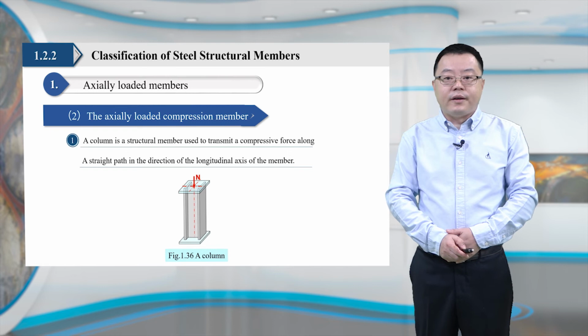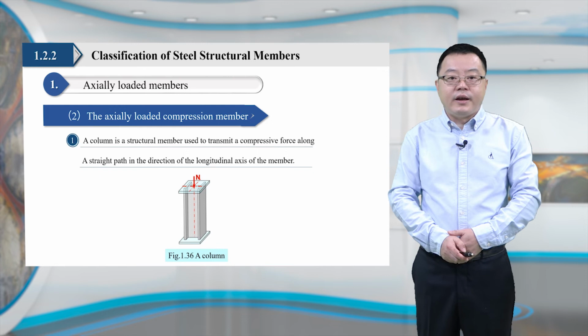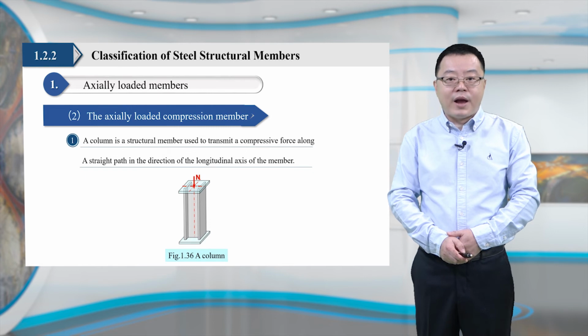The second is axial load compression members. One of them is the column member shown in Figure 1.36. In the steel truss shown in Figure 1.35, the axial load compression members are the top chords of the truss, or some diagonal members.